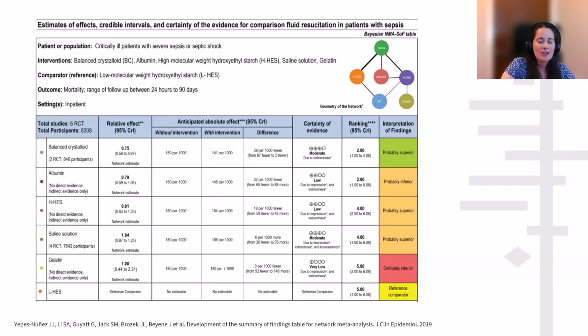So unfortunately, the use of bright colors and the inclusion of the network diagram within the table is currently not possible within RevMan and GRADEpro software, which are used to develop SOF tables. But this could be created in a different software and imported into RevMan.